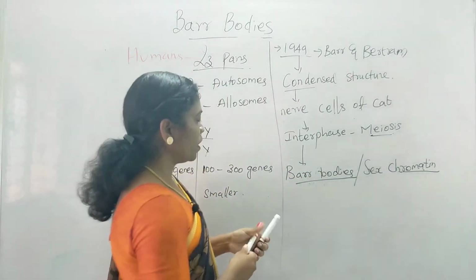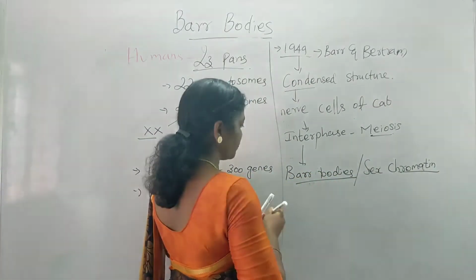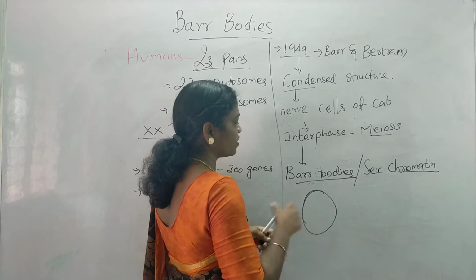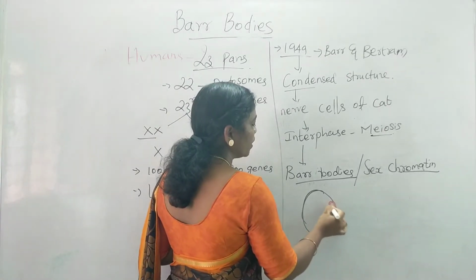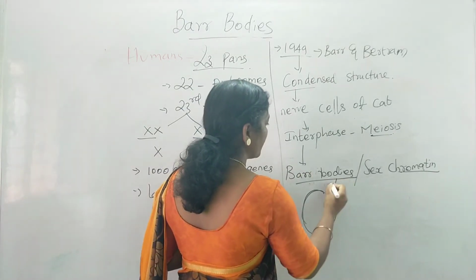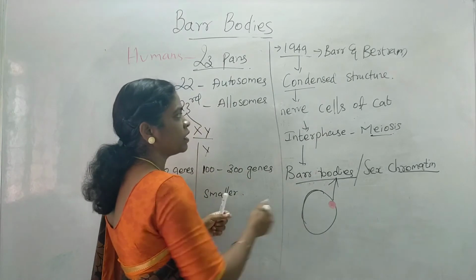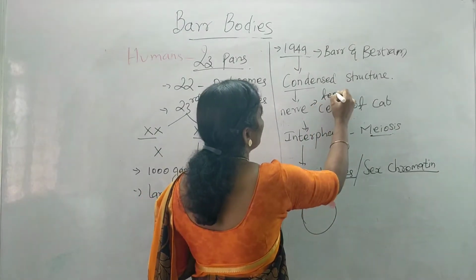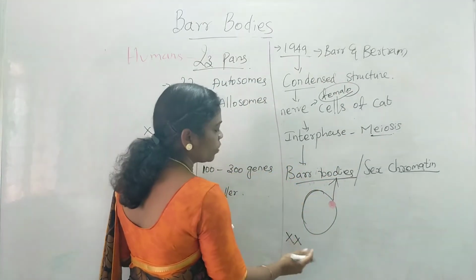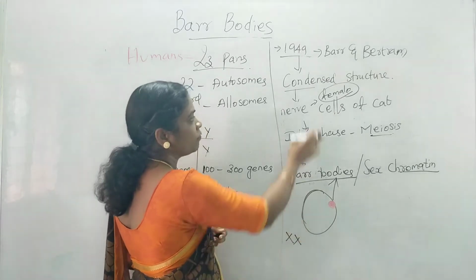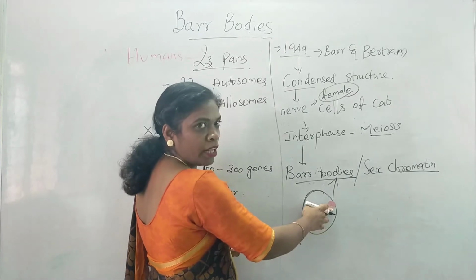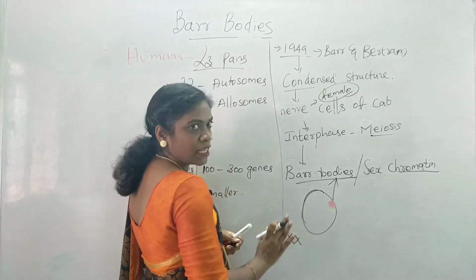According to them, the Barr body observed during interphase was attached to the nuclear envelope. There was a condensed structure attached to the nuclear envelope, and only this condensed structure was named Barr bodies. It is observed in the nerve cells of a female cat. The female cat has 2 X chromosomes. In the female cat, you can find that one of the X chromosomes is condensed and attached to the nuclear envelope of the organism. The other remains as it is.